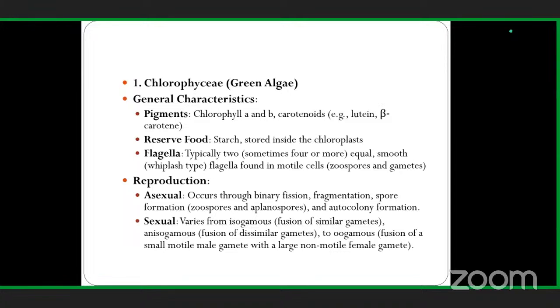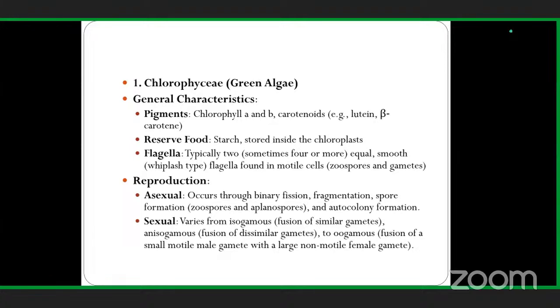Sometimes a question might come with the tag Chlorophyceae, or if they directly mention green algae, you have to refer to it as Chlorophyceae. So the general characteristic is the pigments. In Chlorophyceae, chlorophyll a and b are present. Apart from that, carotenoids, that is lutein and beta carotene, are also present. And the reserve food material is starch stored inside the chloroplast. So the reserve food is starch.